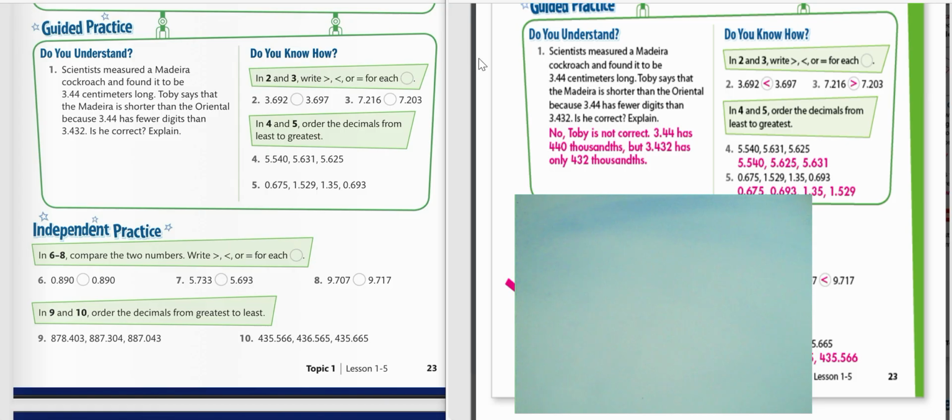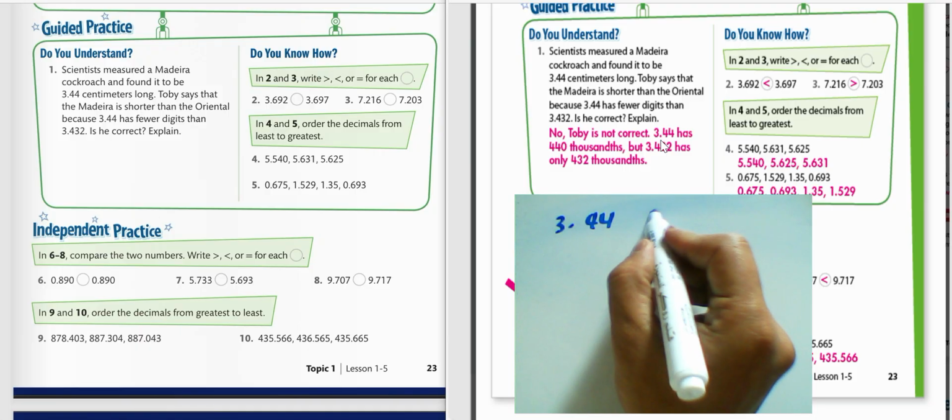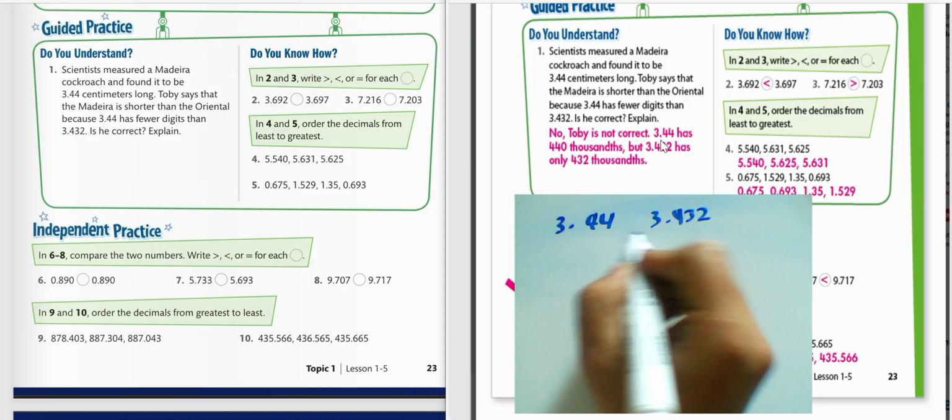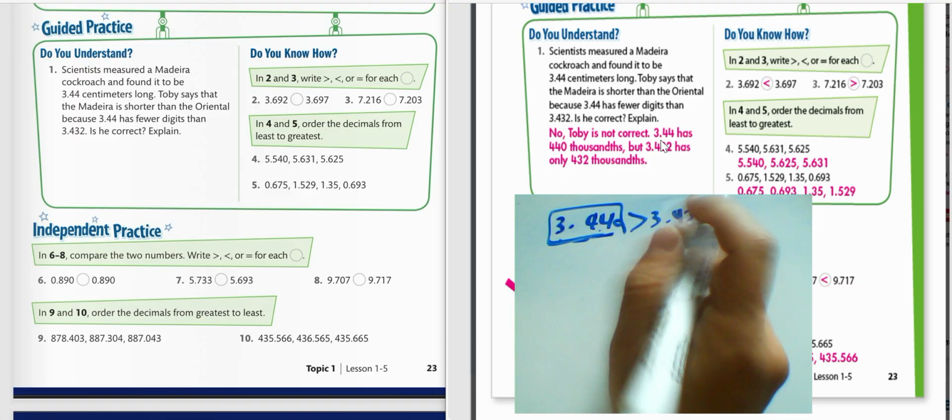Answer. This question, scientists measured a medium and found it 3.44 centimeters long. The claim that the medium is shorter than the other because 3.44 has fewer digits than 3.432 is not correct. We can compare between two numbers, 3.44 and 3.432. This number is greater than this number because 3 equals 3, 4 equals 4, and 4 is greater than 3.